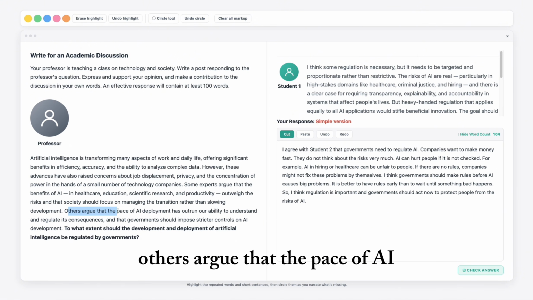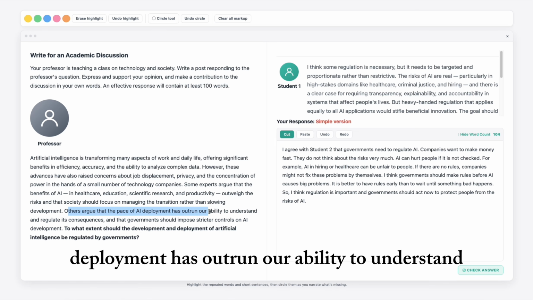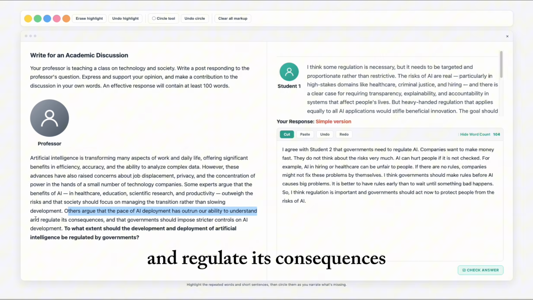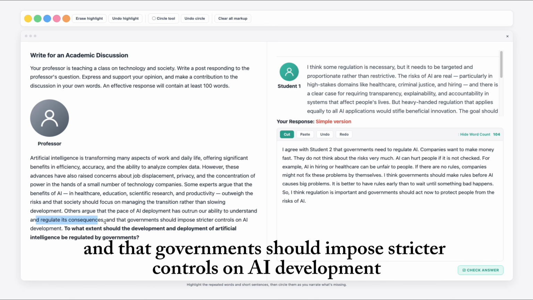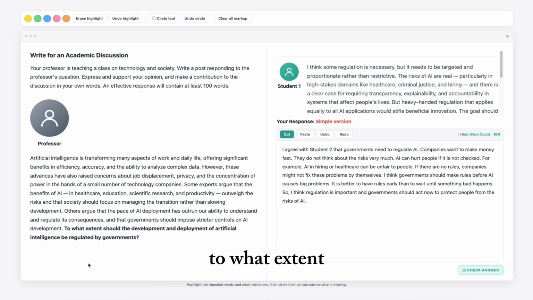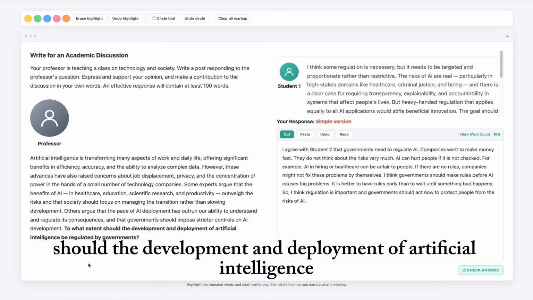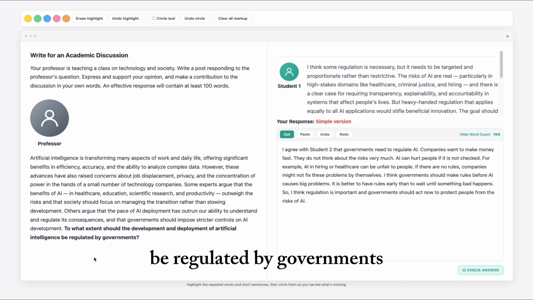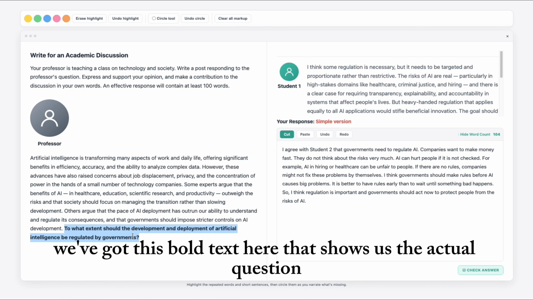Others argue that the pace of AI deployment has outrun our ability to understand and regulate its consequences, and that governments should impose stricter controls on AI development. To what extent should the development and deployment of artificial intelligence be regulated by governments? We've got this bold text here that shows us the actual question.